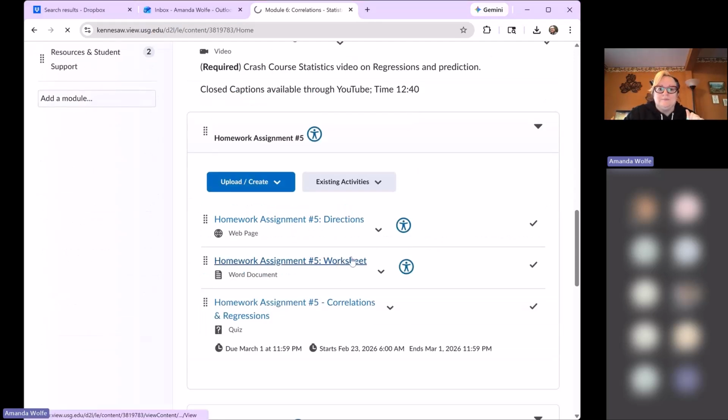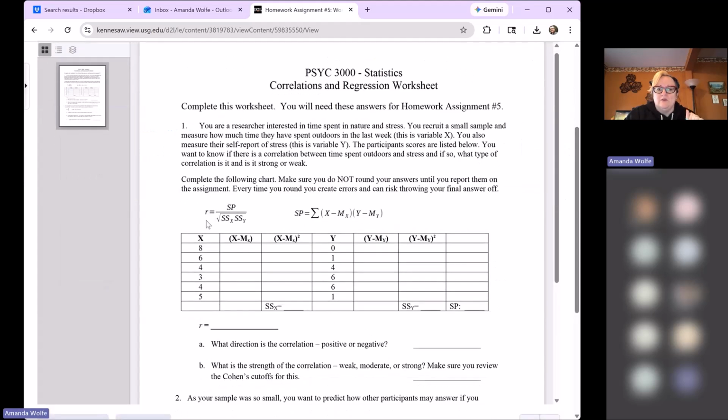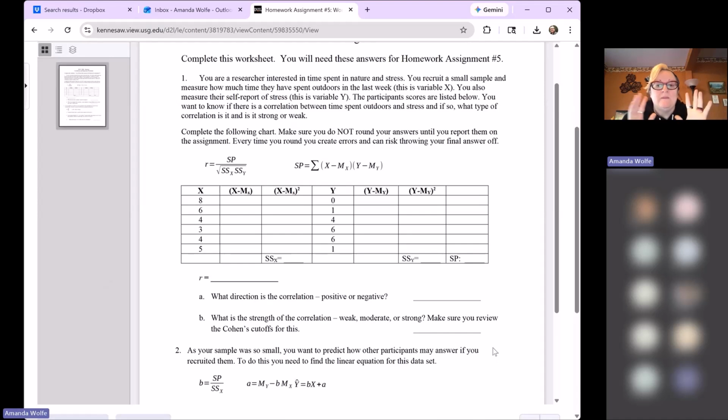The homework. You've got a worksheet, right? And the first part is the hand calculated correlation. Okay. Now, again, that might look scary. You've got all the formulas there, but there's a whole video lecture that's going to show you how to do one of those by hand.